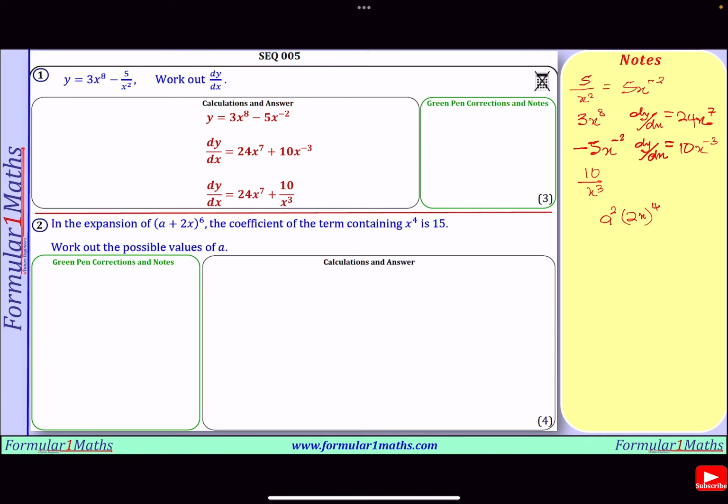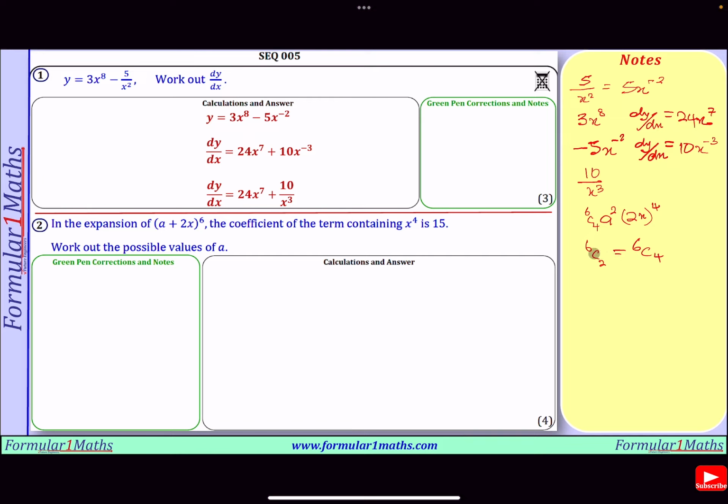This can be 6c4 because of the 4 here. It can also be 6c2. So this implies that 6c2 is also equal to 6c4. But this is a non-calculator paper. It's easier to calculate 6c2 without a calculator than 6c4.